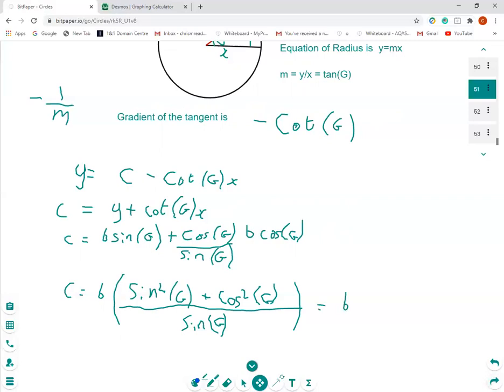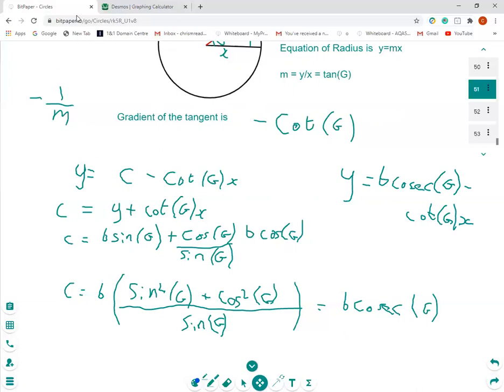So we can actually replace that now with b cosec g. Now cosec g is a trig ratio, not one of the first three you learn, but one of the next you learn, and it's the same as 1 over sine g. Because I've replaced the top with 1, because that's what the trig identity for sine squared plus cosine squared is. And so we end up with B cosec G, and that is the value of C. So then the equation of the tangent becomes y equals B cosec G, take away cot G x. That's just putting the value of C back into here.